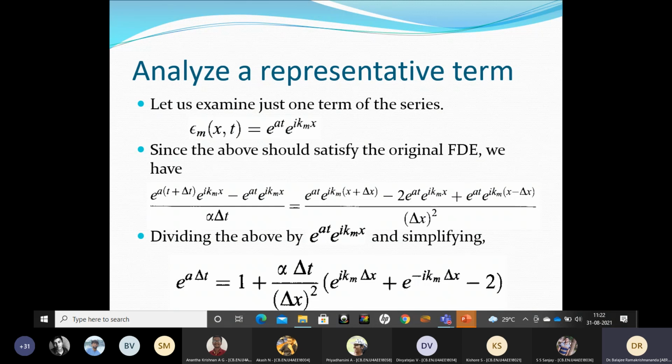So e power a delta t is equal to 1 plus alpha delta t by delta x whole squared into e power I km delta x plus e power minus I km delta x minus 2. Okay. It's a representative term.